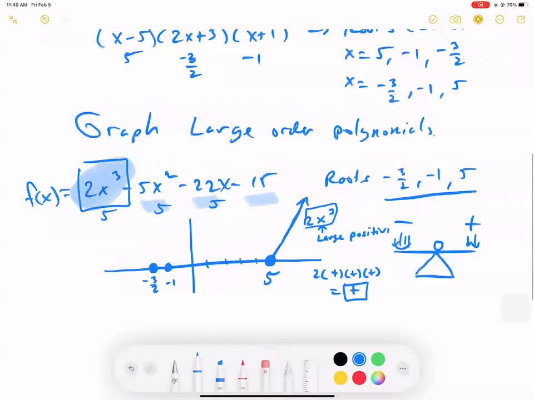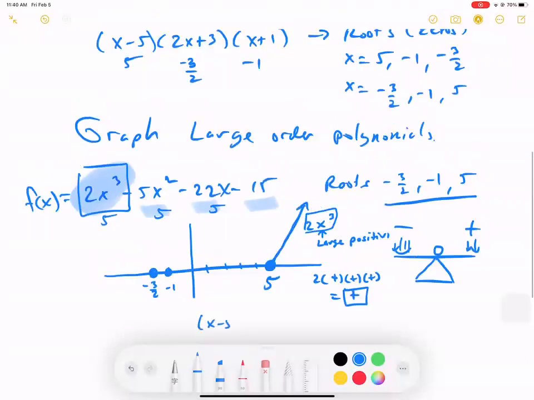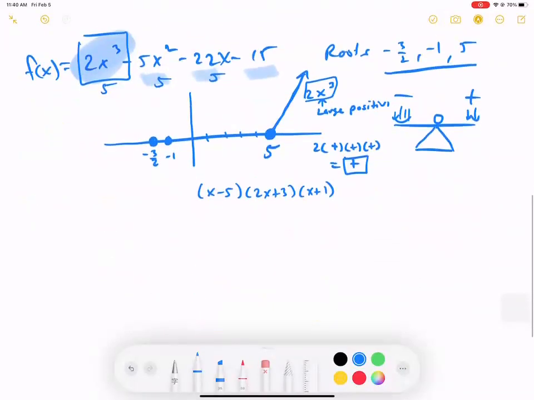Now, I want to prove that to you. Can I prove that to you? x minus 5, 2x plus 3, and x plus 1. If I pick the number 5, isn't 5 minus 5 zero? Now, if I pick a number bigger than 5, like 6, take a look here. Isn't this a positive? 2 times 6 plus 3 is still positive. 6 plus 1 is still positive. Aren't all these numbers positive? That means your final answer must be positive.